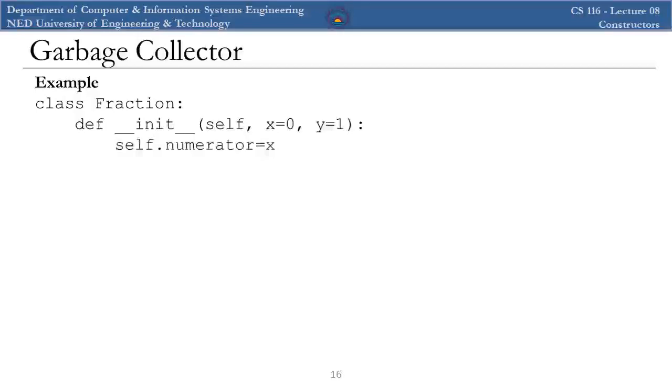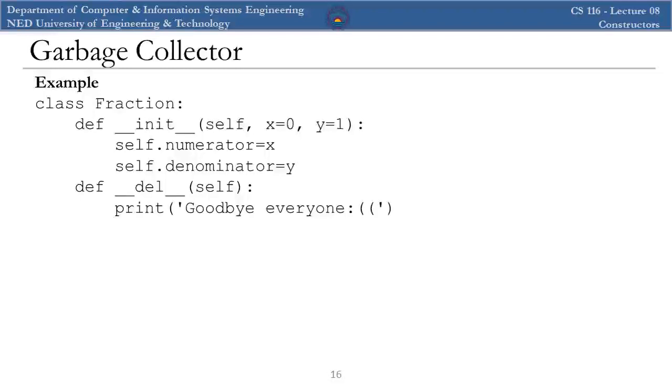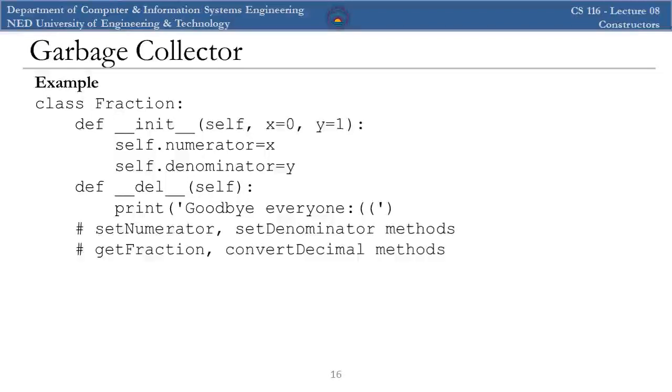Okay, now let's define that second dunder method, double underscore del double underscore, here. The initializer remains the same as before, and this is the definition for my new dunder method __del__. Let's print some statement here. These are the last words of my object before destruction: goodbye everyone. The remaining code remains the same.